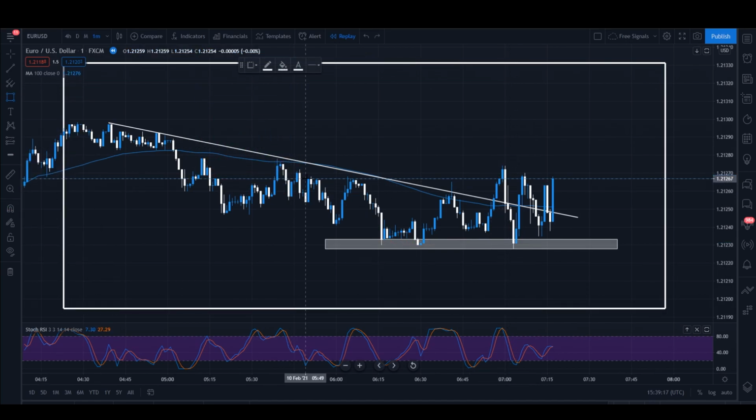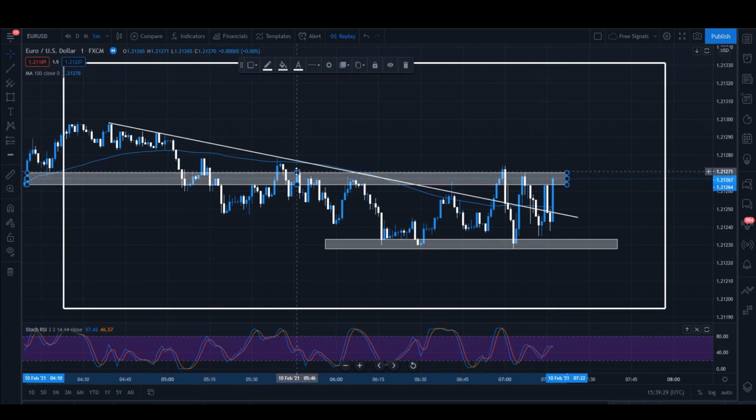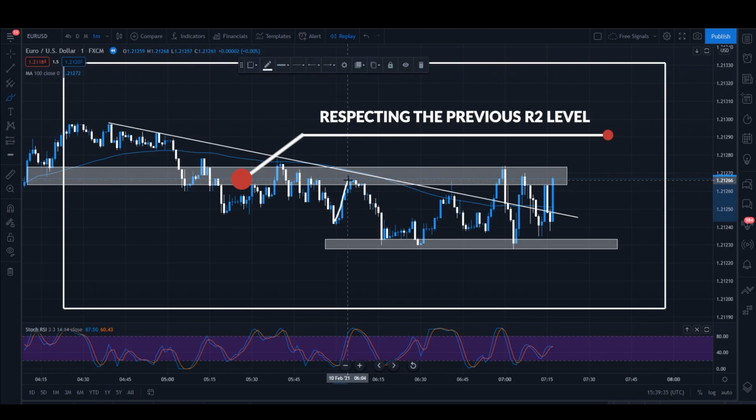We also can mark an area of resistance, or an area of sensitivity, as I like to call it. As you can see, it was a nice area of sensitivity. If we just drag this across, multiple touches, pretty much showing a strong area of resistance. So the market has been in a little consolidation.